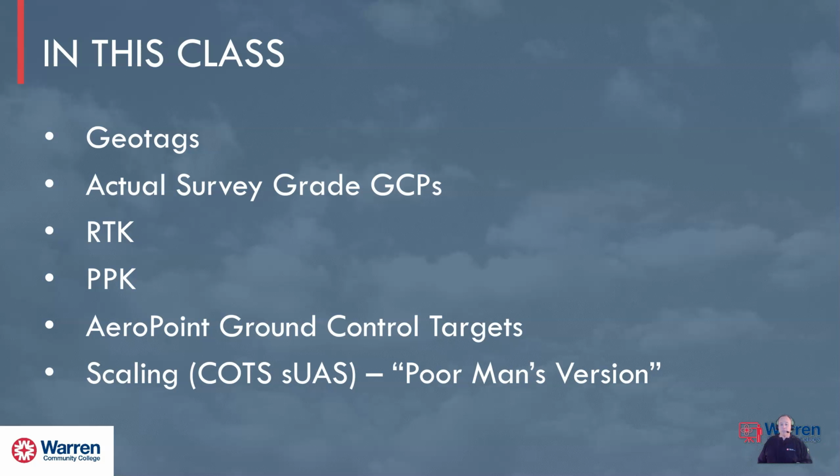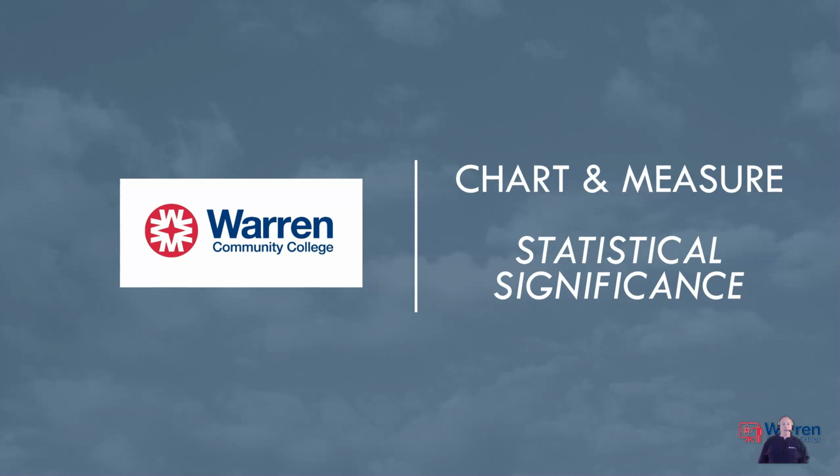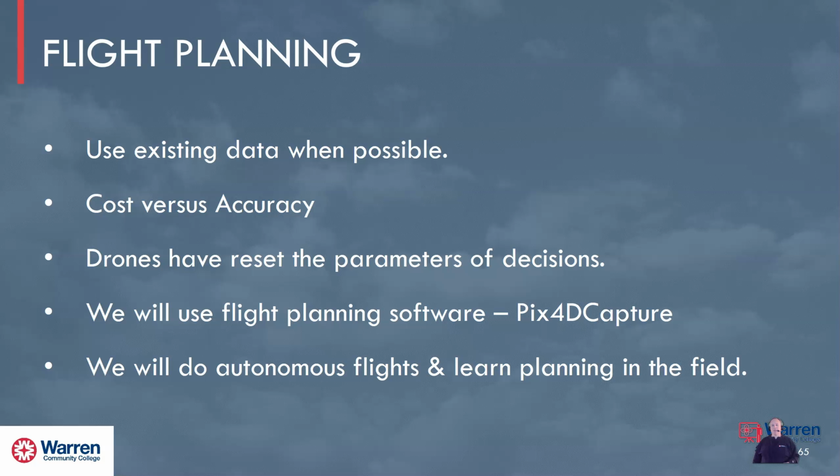And you're going to use the cheapest drones that we have to do scaling so you can have the poor man's version. And then what you're going to do ultimately at the end of the semester is measure which is the most accurate and what's the degree of accuracy differentiation between all these methods. So that hopefully by the end you say, oh, I don't really need to spend $10,000 on a drone. If I have techniques that can get me to $10,000 worth of accuracy, I can save myself a lot of money. So you'll chart and measure, and we'll talk ultimately about the statistical significance.